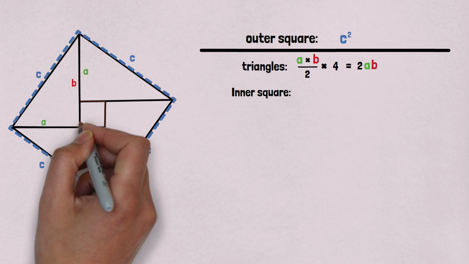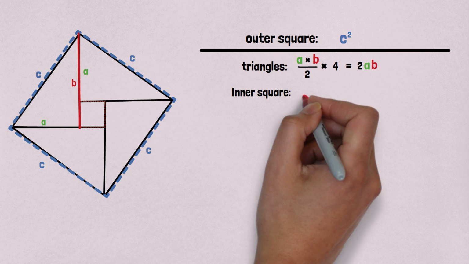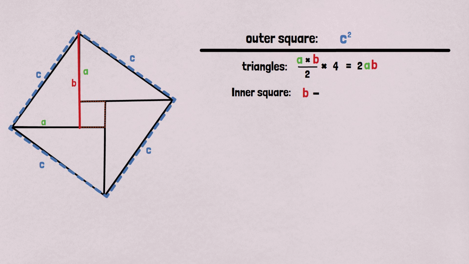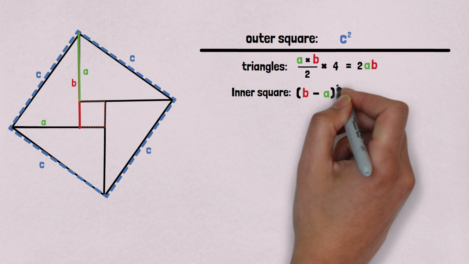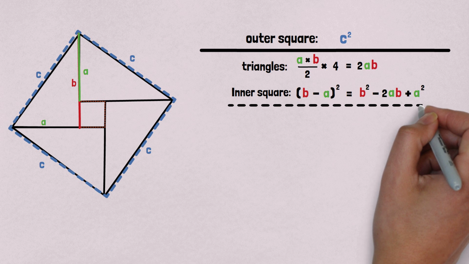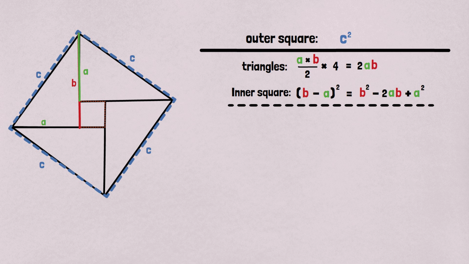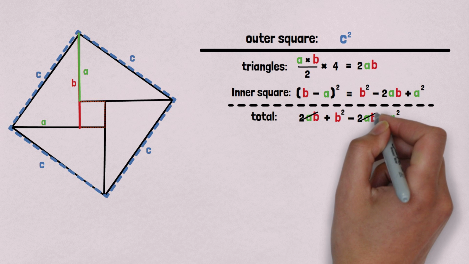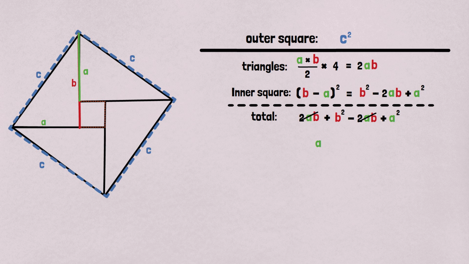What about this inner square here? Well, its side will be b minus a, so the area will be (b minus a) squared. I'll spare you the math here and expand it to b squared minus 2ab plus a squared. So the total area will be 2ab plus b squared minus 2ab plus a squared. And since the 2ab's cancel each other, we get a squared plus b squared.